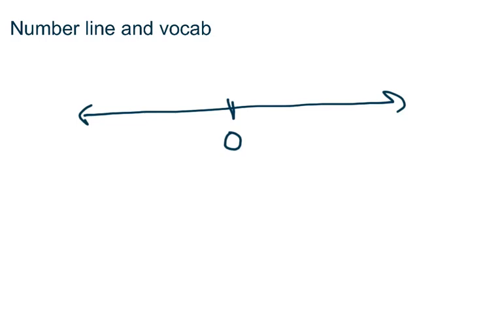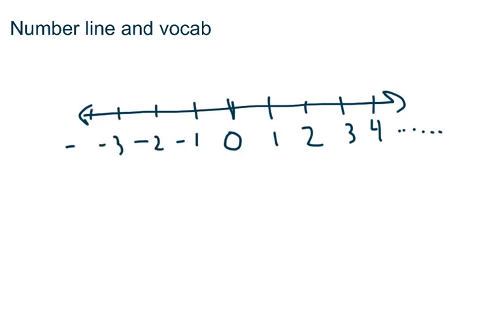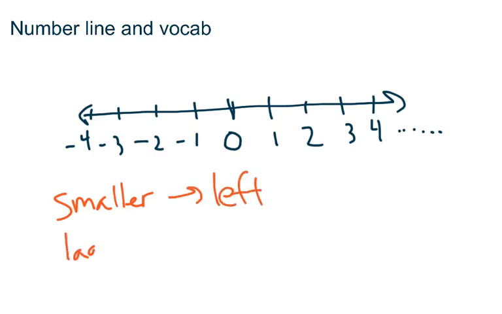So we'll center it with 0, but then we go to the right, we'll go 1, 2, 3, 4, and so on and so on that way. In the other direction we put the negative numbers: -1, -2, -3, and -4. And so one of the main takeaways I want you to get from this number line is that smaller is on the left and larger is on the right.